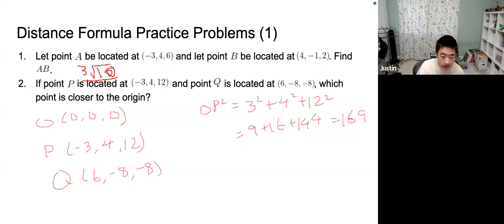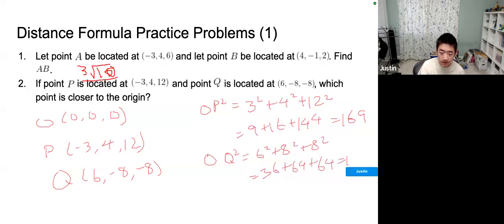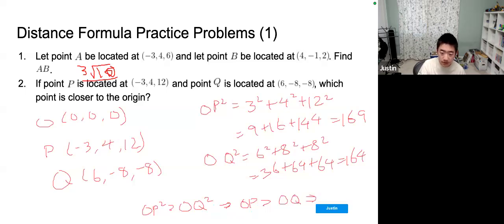And then OQ squared is 6 squared plus 8 squared plus 8 squared, which is 36 plus 64 plus 64, which is 164. That means OP squared is greater than OQ squared, which means OP is greater than OQ, which means Q is closer to the origin.